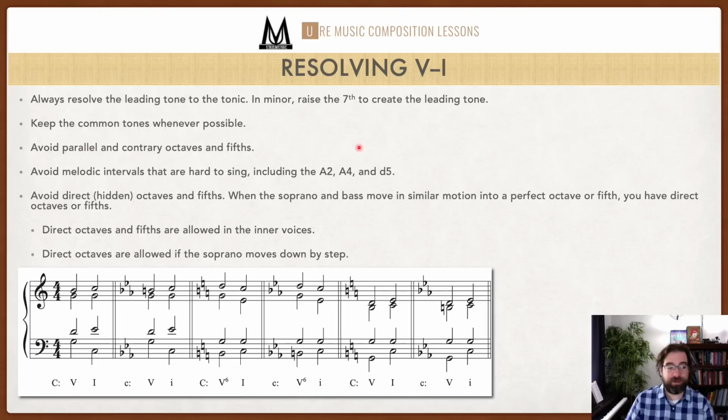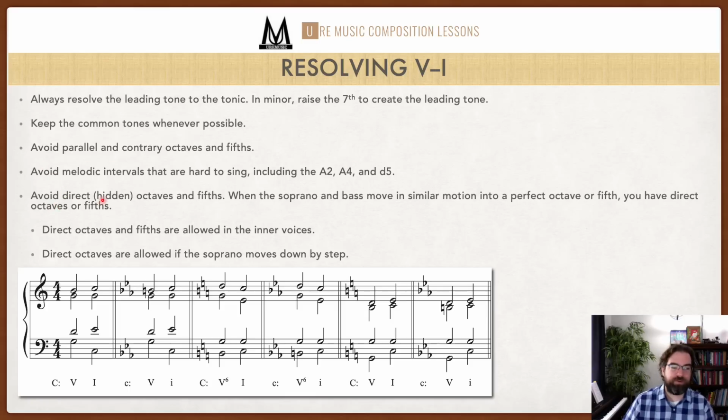You want to avoid parallel and contrary octaves and fifths, so that's where you move from an octave into an octave or a fifth into a fifth. If you see 8-8 between any of the voices, you need to double check, make sure you didn't do anything wrong, because you've got to avoid those. And you need to also avoid melodic intervals that are hard to sing. So the augmented 2nd, augmented 4th, and diminished 5th, those will occur, but it's not really going to happen right now with your 5-1 cadences. This is more of a general voice leading guideline that comes into play later on.